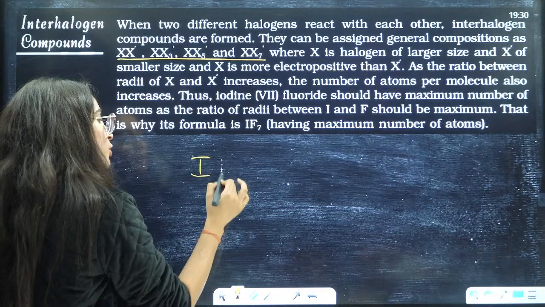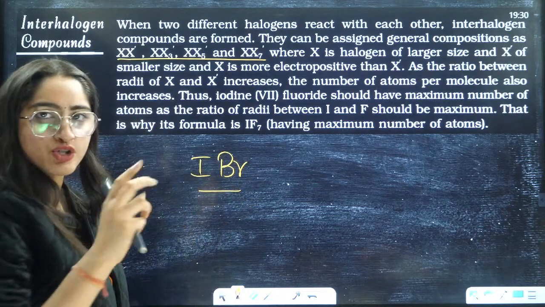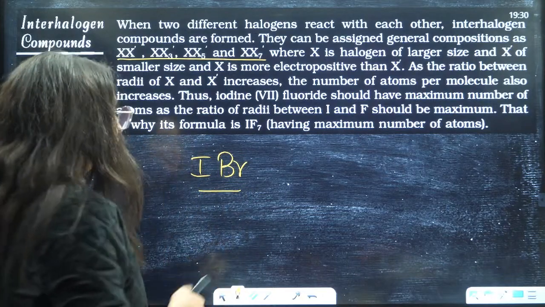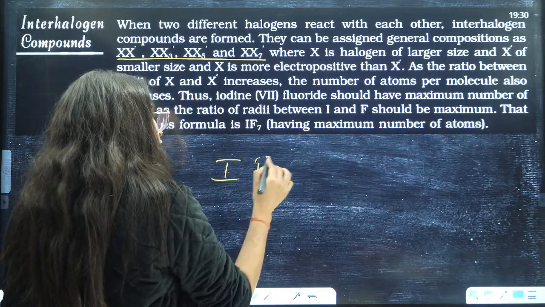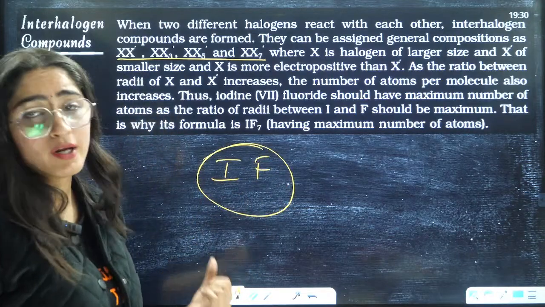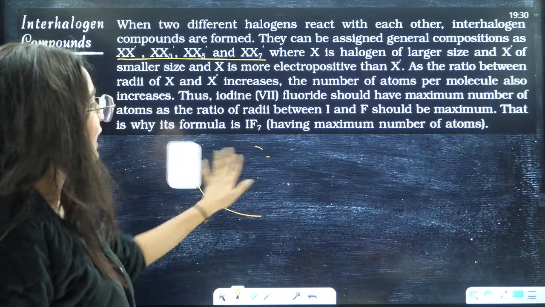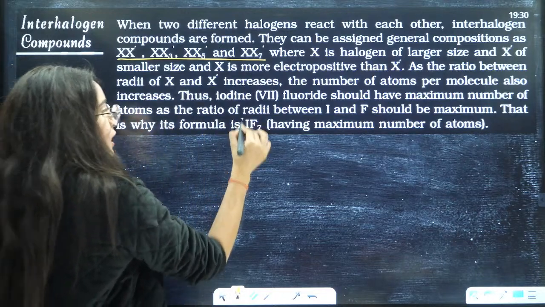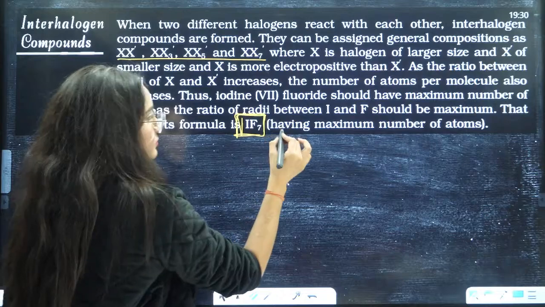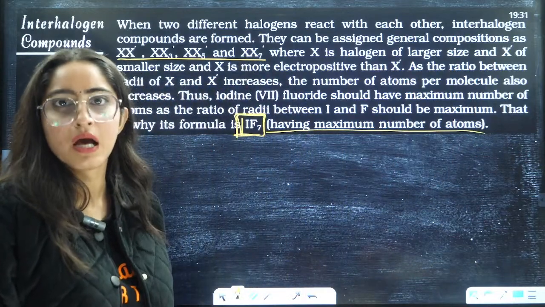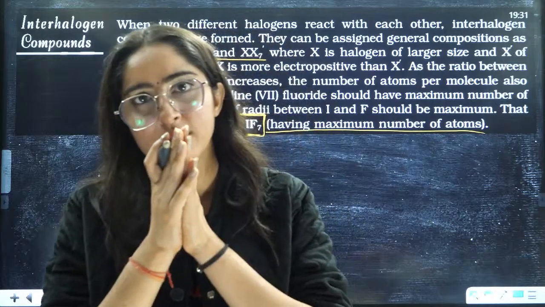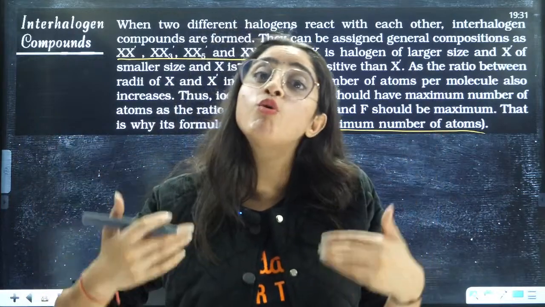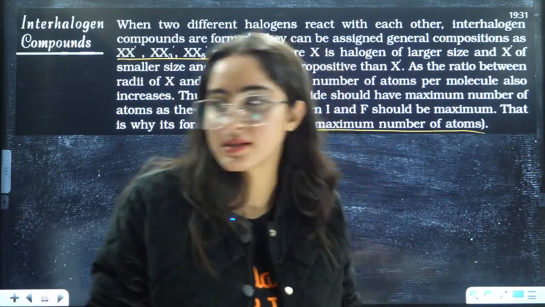They're saying for iodine and bromine, the difference in the radii is very less, so they will have fewer bromine atoms here. But if you have iodine and fluorine, in this case the number of fluorine atoms will increase, right? So that is why iodine and fluorine should have a maximum of 7, that is IF7, having the maximum number of atoms. Understood? Less is the size difference, fewer will be the atoms. More is the size difference, more will be the atoms. In a higher oxidation state, it can exist, right?